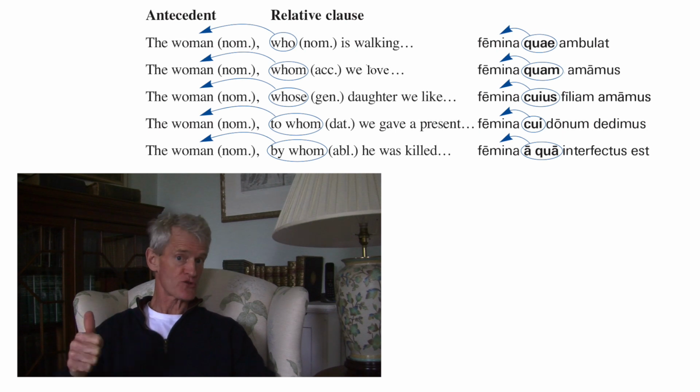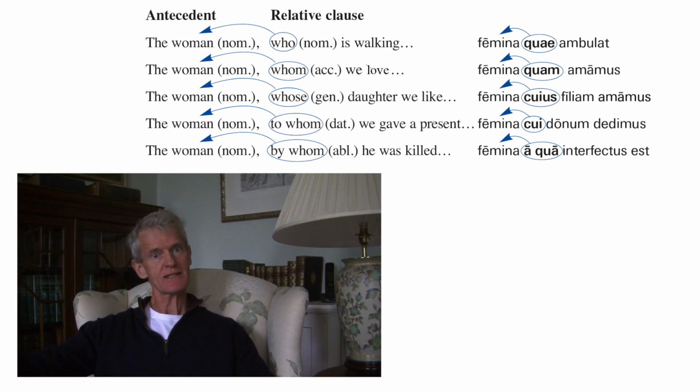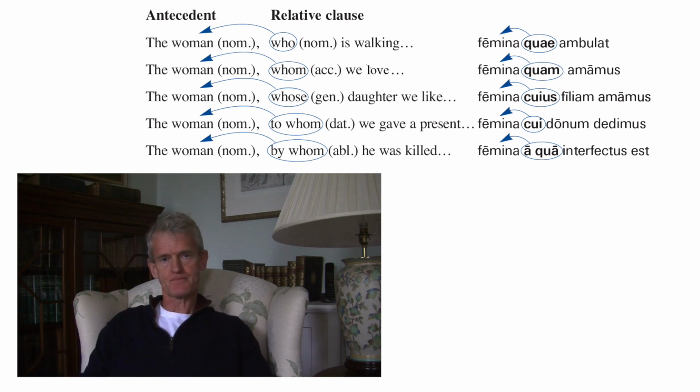Okay? So the relative pronoun in that sentence would have been quae, feminine and singular, because the antecedent is feminine and singular, and nominative, because it is the subject of the relative clause. So we end up with femina, comma, quae ambulat, comma, and then the sentence will carry on. We want to know, well, what is the woman doing?